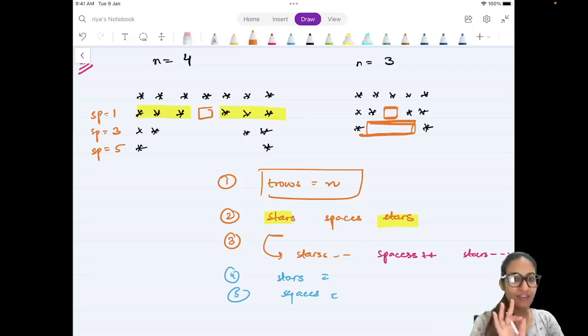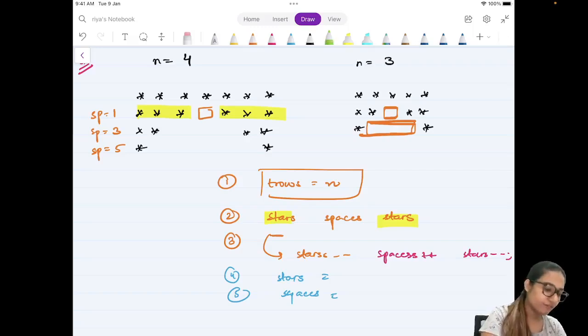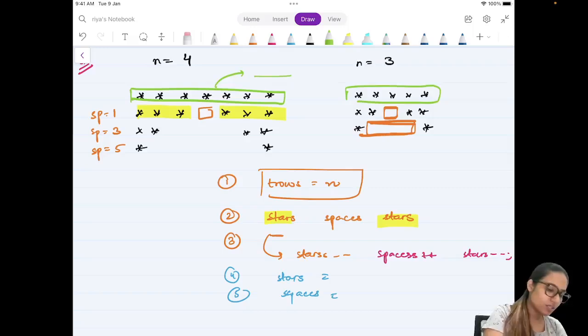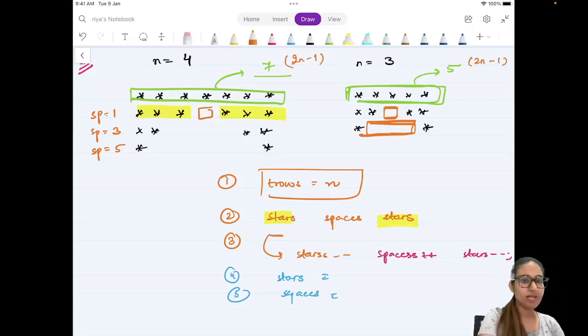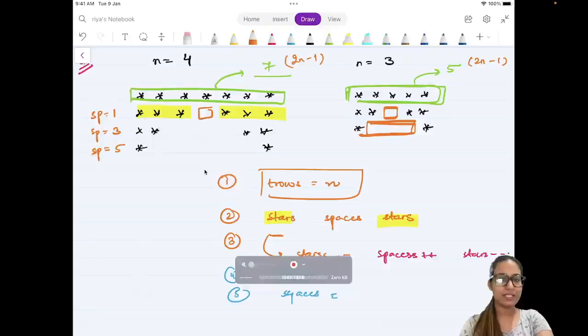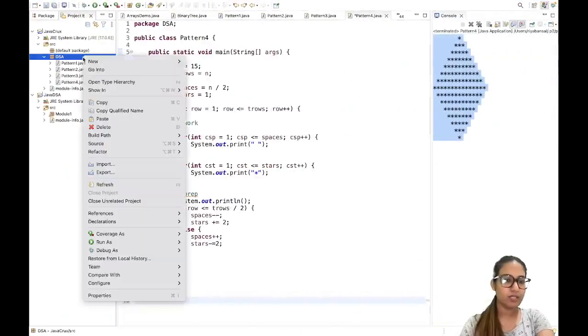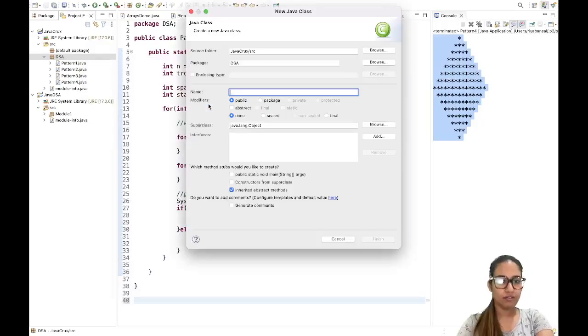So what I will do is, for this particular case, I will directly first print this row as an outlier. What is the number of stars in this? It is 7. The number of stars over here is basically equal to 5, which is nothing but 2 into n minus 1. Here also 2 into n minus 1. So first, let's just go ahead and print this simple row, because it's kind of like an outlier for us.